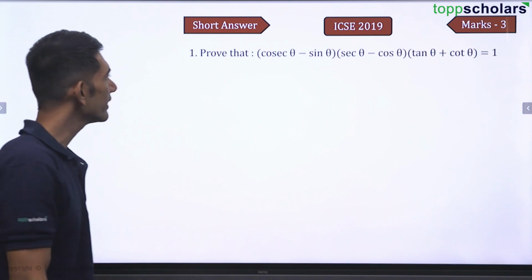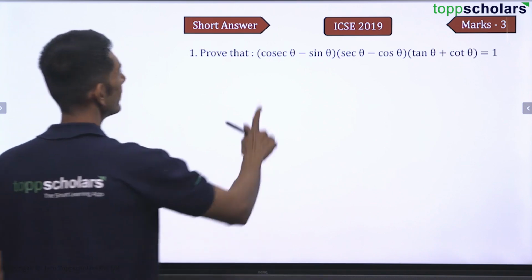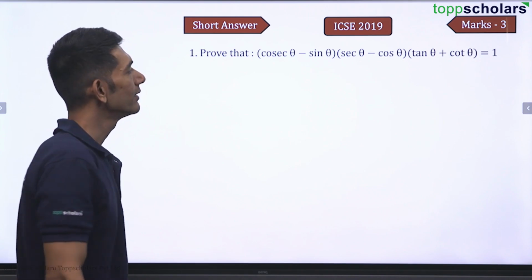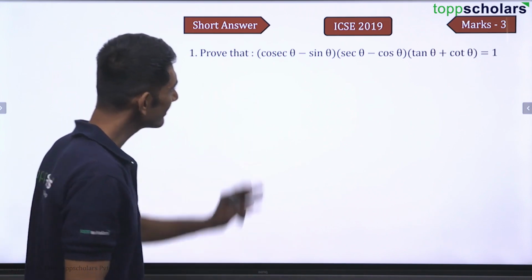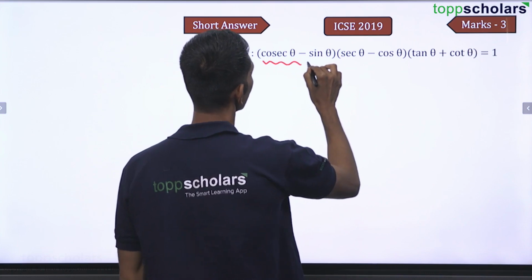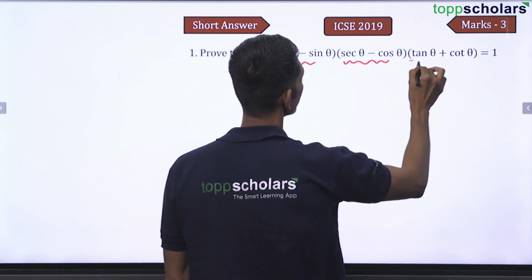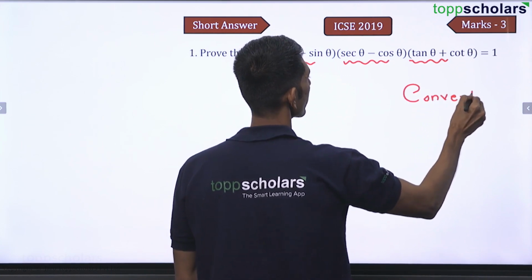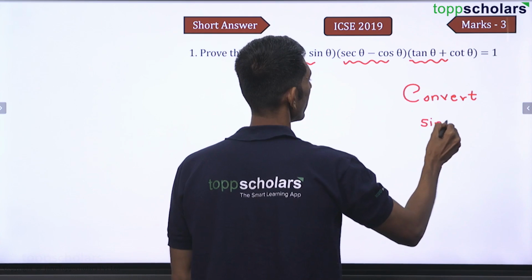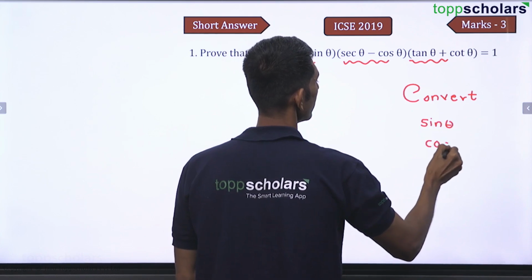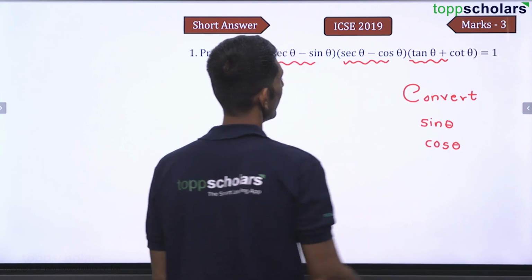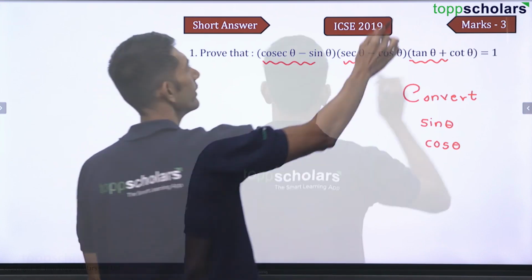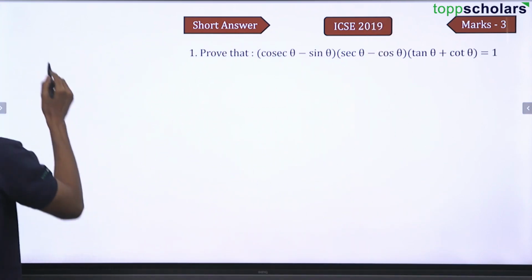Now a similar question, it says prove that (cosec theta minus sin theta)(sec theta minus cos theta)(tan theta plus cot theta) is 1. See, these look slightly difficult, but trust me, they are very easy, because all you need to do is try to convert them in sine and cos. Once you try to convert them in sine and cos, it becomes very easy. Okay. So what is the LHS? We start with the LHS, right?